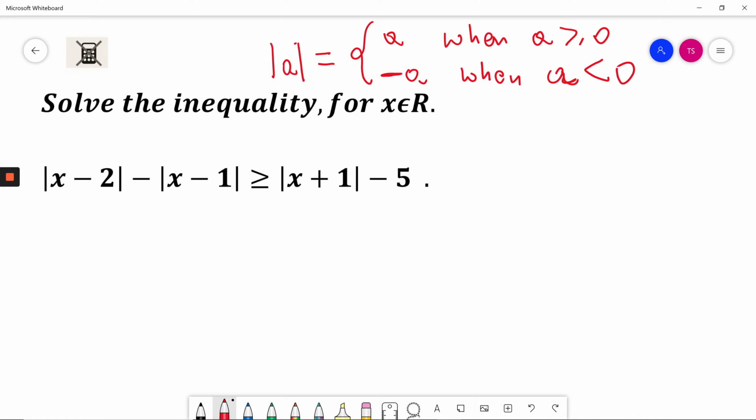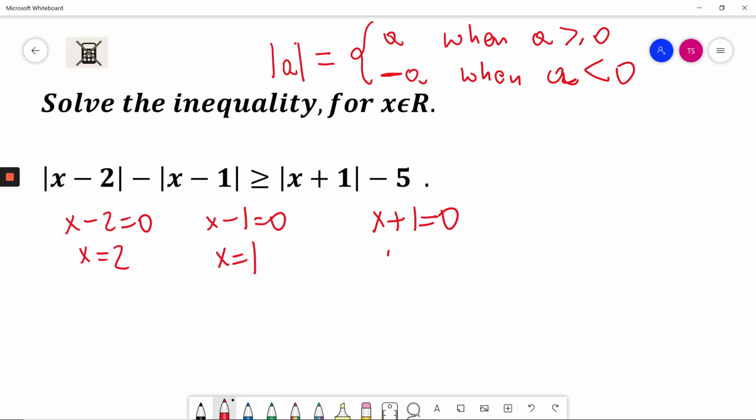I have three absolute values here, and all of the functions inside the absolute values are linear functions. So first I will find when those linear functions are equal to 0. X minus 2 is equal to 0 when x is 2. X minus 1 is equal to 0 when x is 1. And x plus 1 is equal to 0 when x is equal to negative 1.